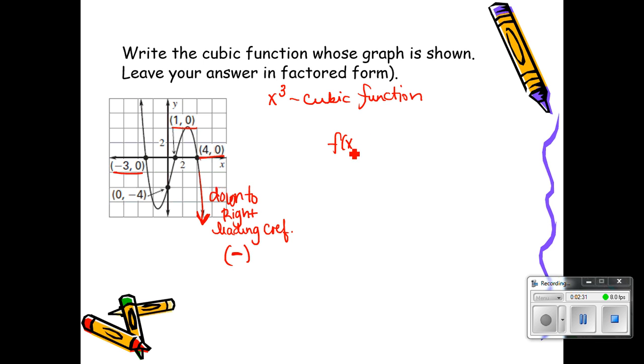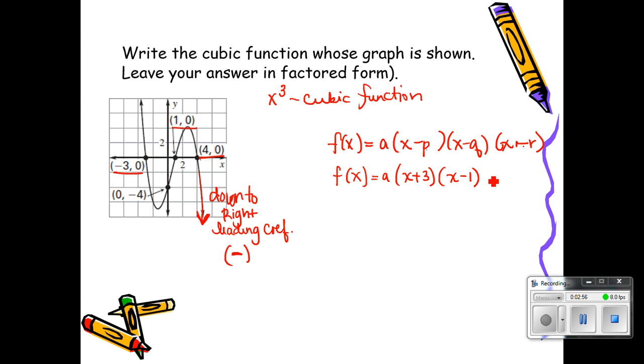All right, so let's go ahead and try this. We'll do f of x equals a times x minus p, x minus q, and x minus r, where p, q, and r are the x-intercepts. The x-intercepts that I have here are -3, 1, and 4. So I'm going to fill in: -3 would be a +3 factor, +1 would be a -1 factor, and +4 would be a -4 factor. And now what we want to do is find a. That's what we're trying to find, the leading coefficient that would go with this graph.